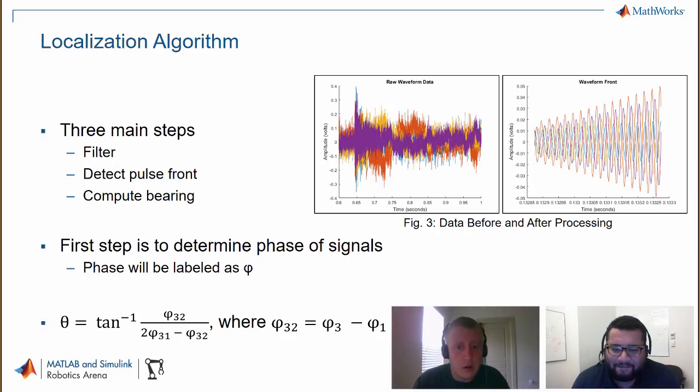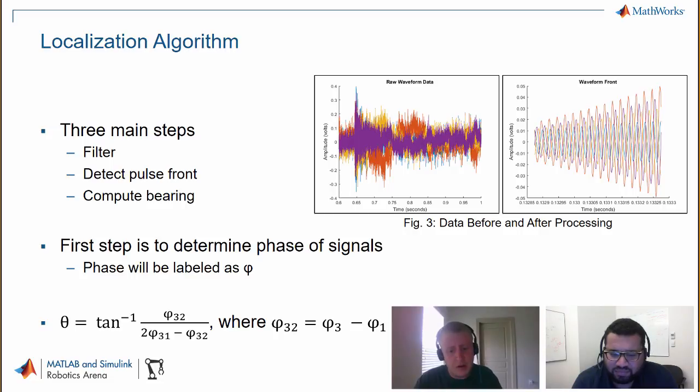Okay, so to actually localize, we have our array now, we have our sampling all set up. What are we going to actually do? Well, we're going to break the problem down into 3 main steps: to filter the data, to find the front of the waveform, and then to compute the bearing that we're actually interested in. And we break these up for a very good reason, and I'll talk a bit more about that as we're going through the software demonstration.